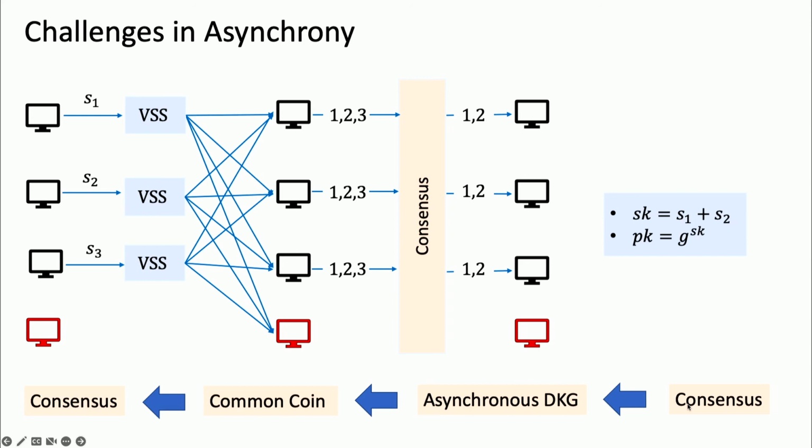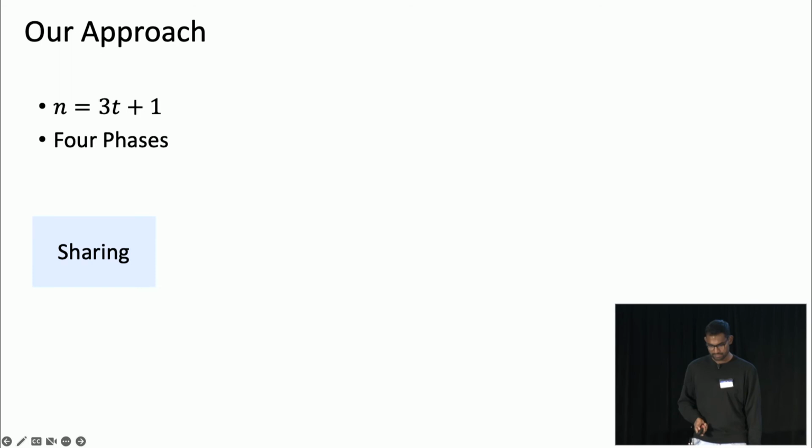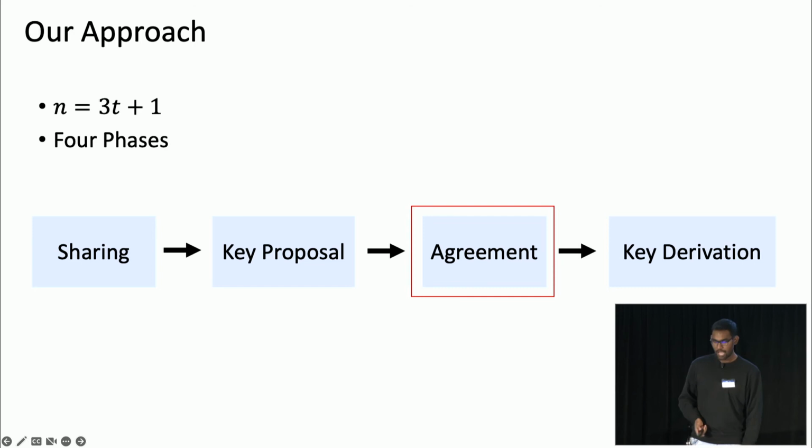So our approach: we work with n equal to 3t plus 1. N is the total number of nodes. T is the number of faulty nodes. We have four phases: the sharing, key proposal, agreement, and key derivation phase. I'll mostly focus on the agreement phase because that's the most surprising and technically involved. OK, the sharing phase, it's the same. Everybody samples a random secret and shares it with others using an asynchronous complete secret sharing protocol.